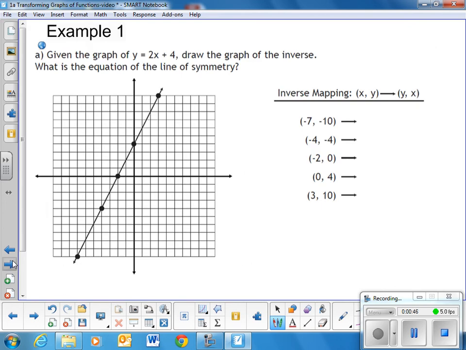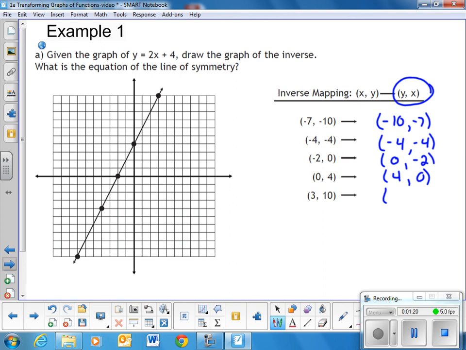Given the graph y equals 2x plus 4, draw the inverse graph. What is the equation of the line of symmetry? So we have a graph on the left-hand side as our straight line, and I've already listed out some of the key points. The inverse mapping, you will see, changes the x and the y. So let's change each of these points. It now becomes (-10, -7), (-4, -4), (0, -2), (4, 0), and (10, 3).